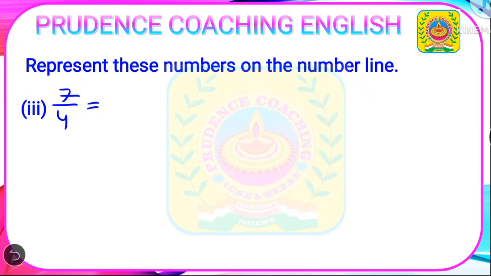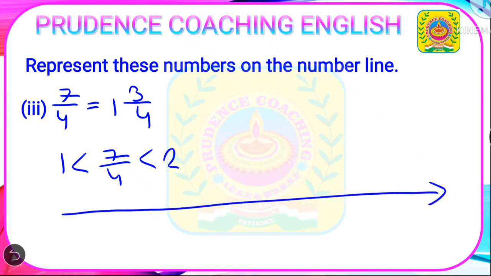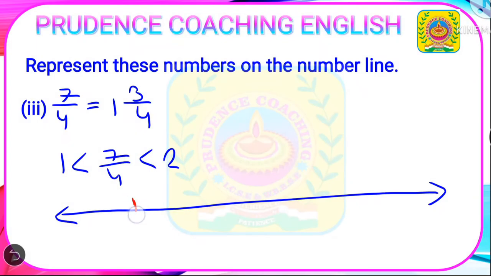This is an improper fraction, so we need to convert it into a mixed fraction. So 4 ones are 4, and we are left with the remainder 3, and 4 will be our denominator. As you can see here, the denominator is 4, which is an important thing, and as this is more than 1, this number will lie between 1 and 2. So this particular number is greater than 1 and less than 2. So again we will draw a number line. As this number is between 1 and 2, our task will be between 1 and 2.